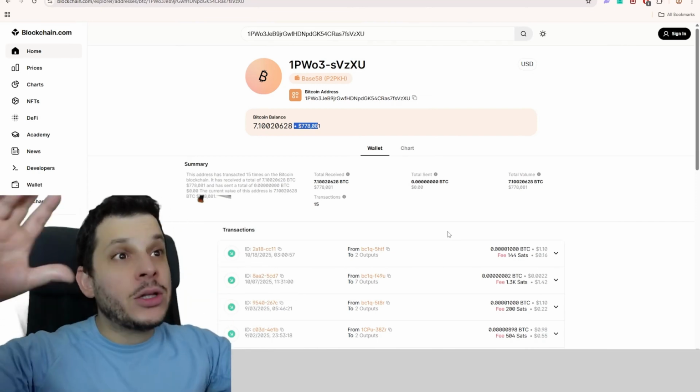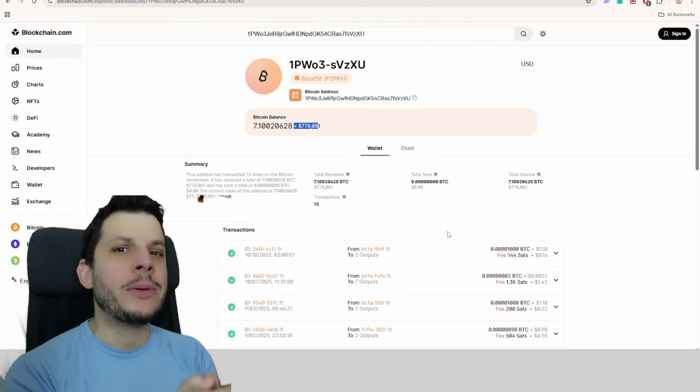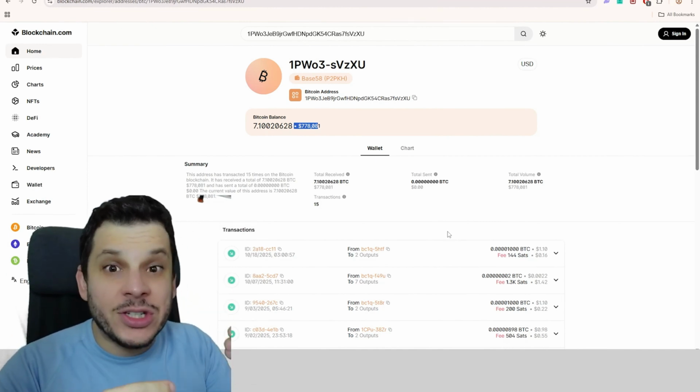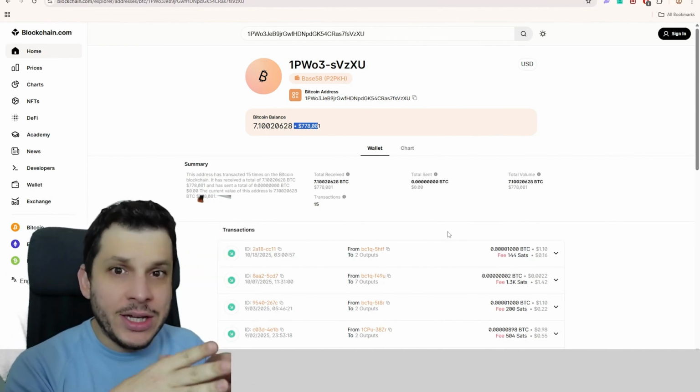At any moment, someone in the world could find this wallet here with 7 bitcoins. And a lot of people ask me, but is this legal? Is that person stealing? No, no. Those bitcoins are there to be found.